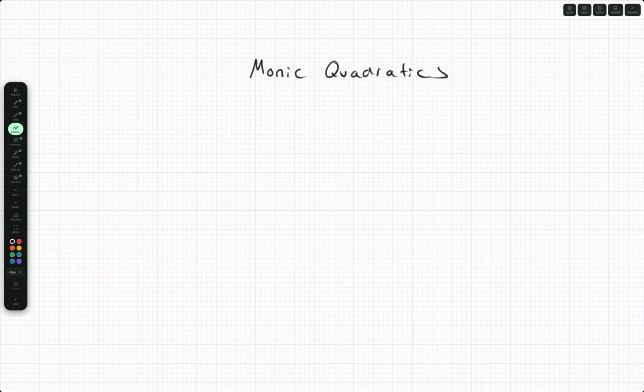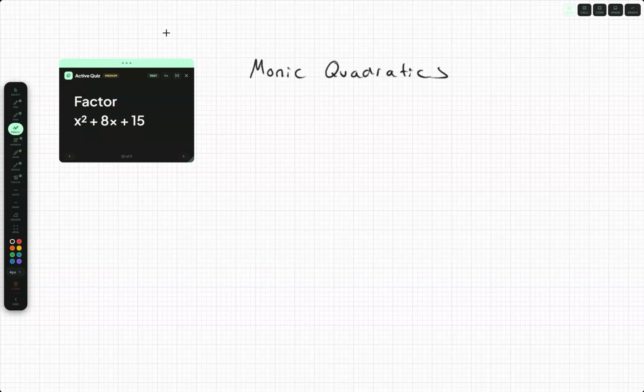Alright, welcome back. So today we're going to be looking at monic quadratics, and we're going to factor them. So we're going to look at factoring monic quadratics. So I'll bring up a question and we can have a look at them. So we have x squared plus 8x plus 15.